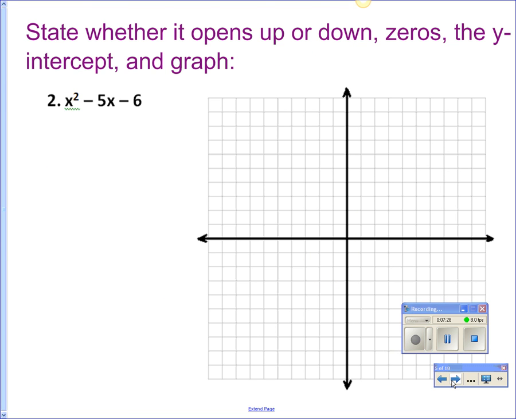All right, number 2, x squared minus 5x minus 6. What number can I put in front of the x squared? Is it positive 1 or negative 1? Positive. So does it open up or open down? Opens up. That's pretty simple to do. It opens up because it's got a positive 1 in front. Stephen A., what is the y-intercept going to be? Very good. Elijah, what's the other name for y-intercept? Very good. So those are two things that we know right off the bat.